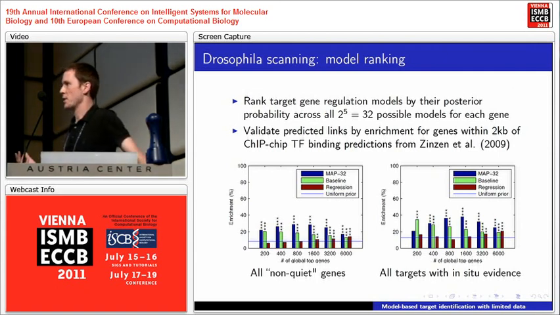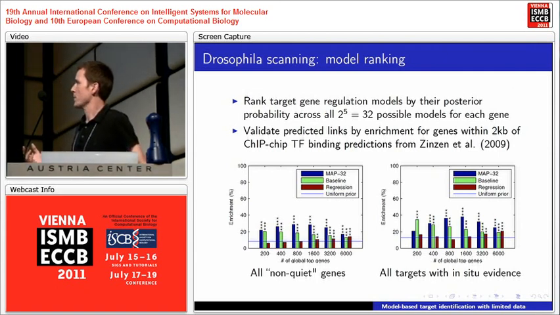And scoring against the chip-chip data, MAP32 is basically choosing the best of the 32 alternative regulation models for five transcription factors. So we fitted this to find the targets of five transcription factors. And we're doing a lot better than random, a lot better than a baseline, which is based on maximum likelihood, and also much better than sparse regression based on the transcription factor mRNA profiles, which really doesn't do very well at all.